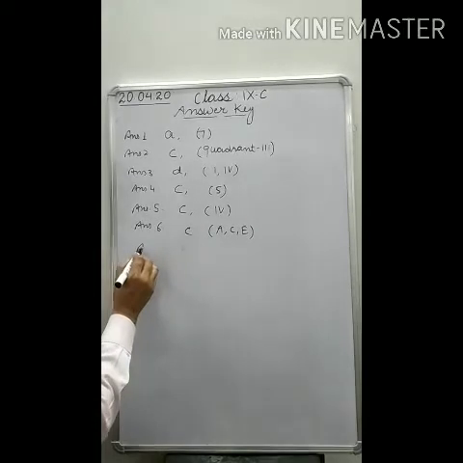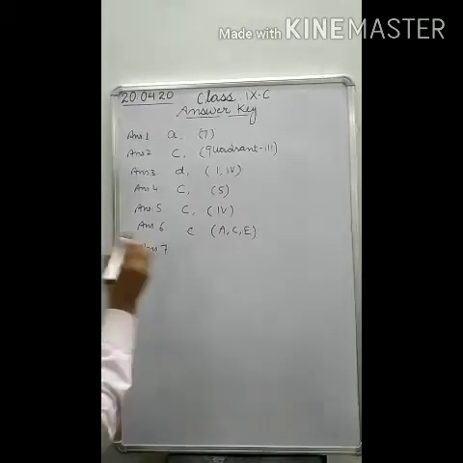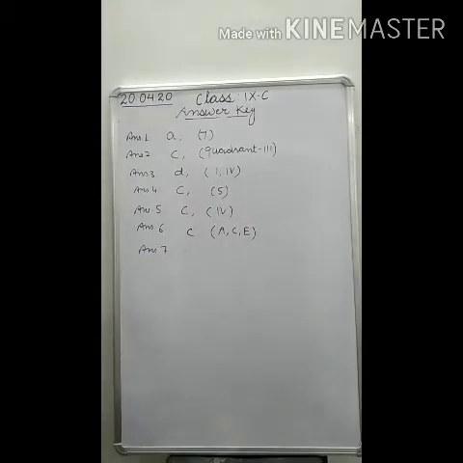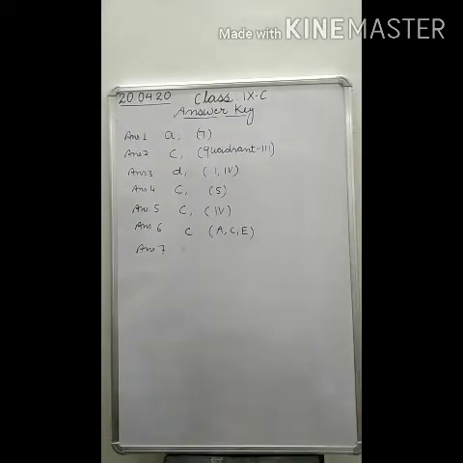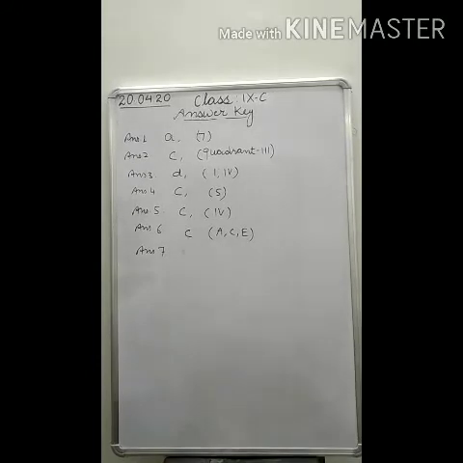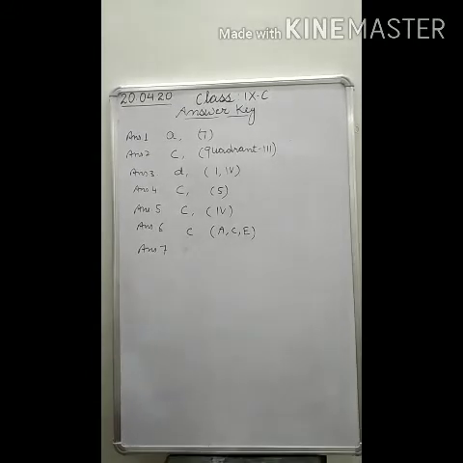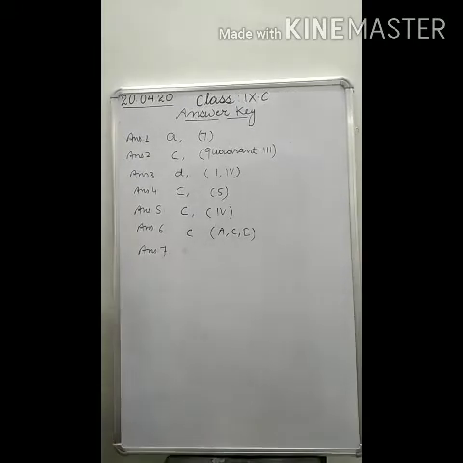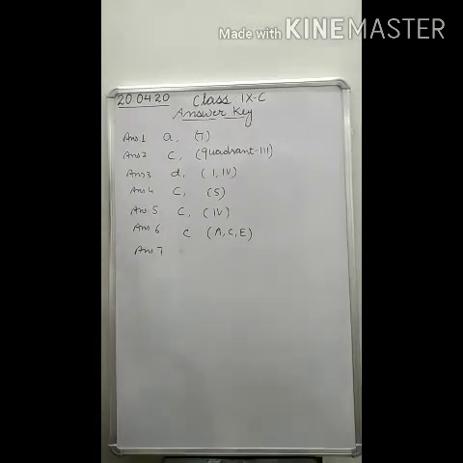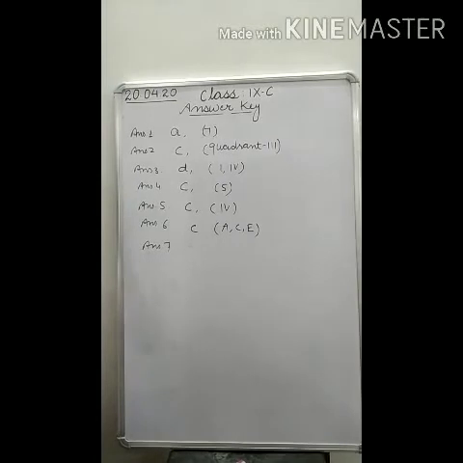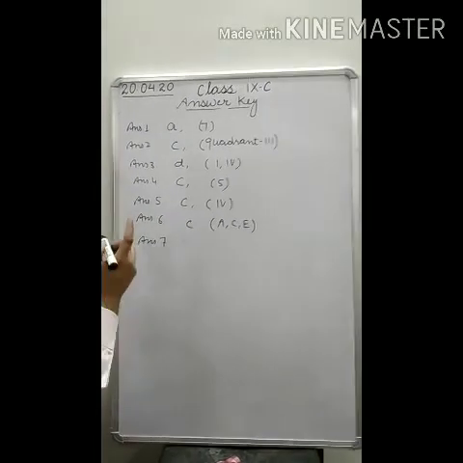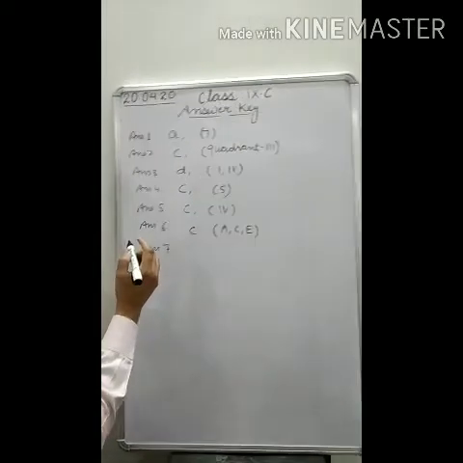Now come to the next answer, number 7. Here you are given the signs of the abscissa and ordinate of a point in quadrant 2, respectively. So in quadrant 2, the abscissa will always be negative and the ordinate will always be positive. So your answer will be negative and positive. It is B.